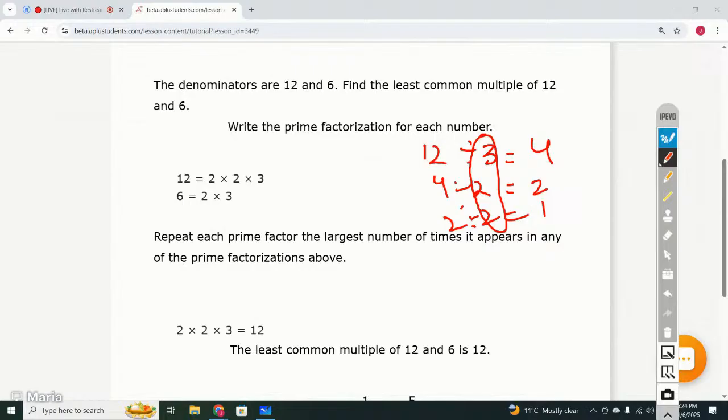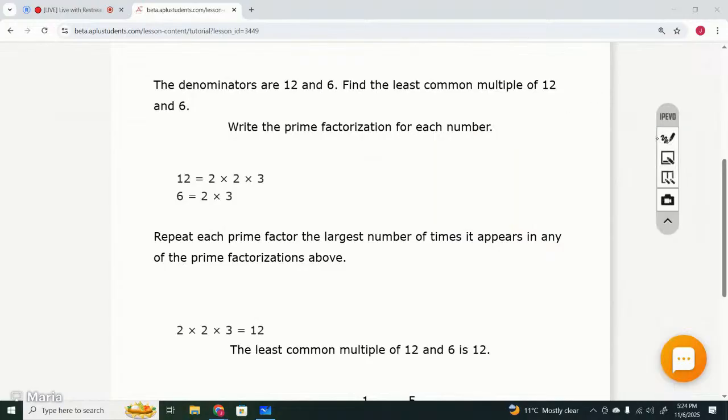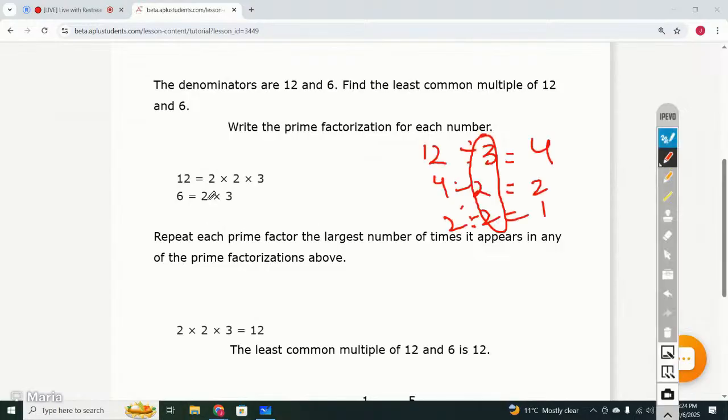Then the prime factors of 6 are 2 times 3. We need to see the LCM. So first thing you need to see is the common factors. The common factors are 2 and 3. So 2 and 3 are the common factors and 2 is the non-common factor. So 2 times 2 times 3 is 12. So that means the least common denominator of 6 and 12 is 12.